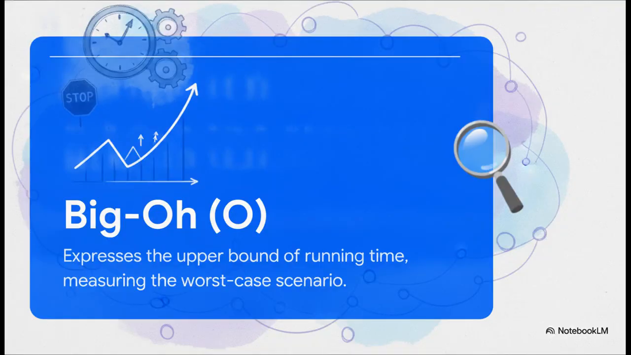To communicate these different scenarios clearly, computer scientists use specific mathematical shorthand called asymptotic notations. The absolute most common one is big O notation, written as a capital O. Big O is the formal mathematical method for expressing the upper bound of an algorithm's running time. Think of the upper bound like a ceiling. It represents the absolute longest possible amount of time an algorithm can take to complete for a given input. Basically, it measures the worst-case time complexity.